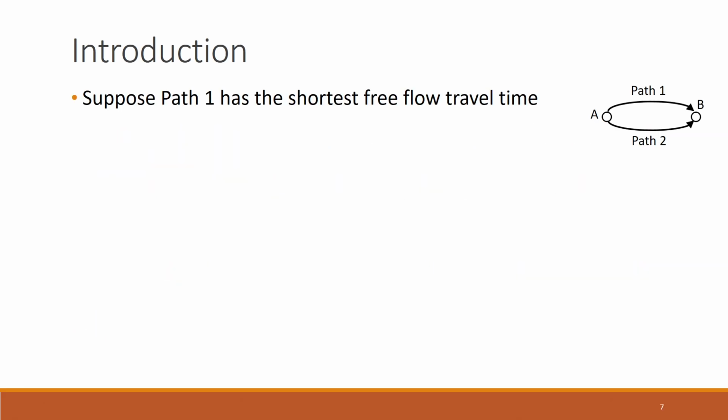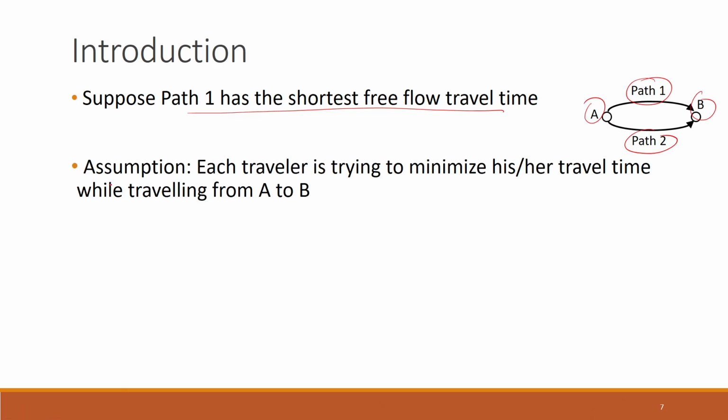Let us understand this traffic assignment problem through this case here. Suppose we have two nodes A and B here, connected by two paths, path 1 and path 2. Let us assume that path 1 has the shortest free flow travel time. One assumption that we are making is that each traveler is trying to minimize his or her travel time while traveling from A to B.